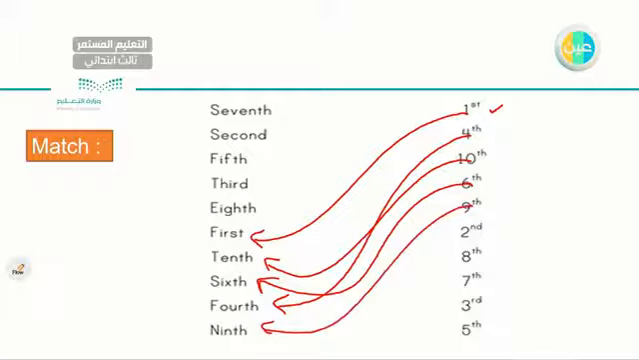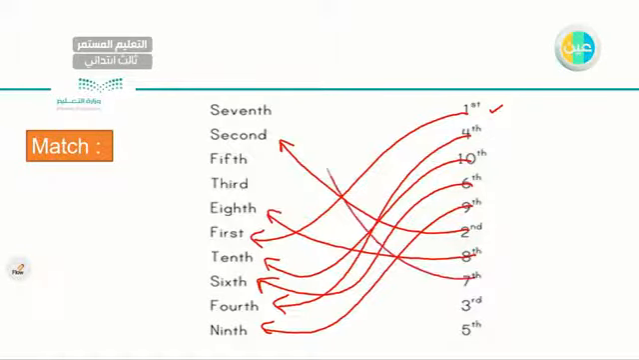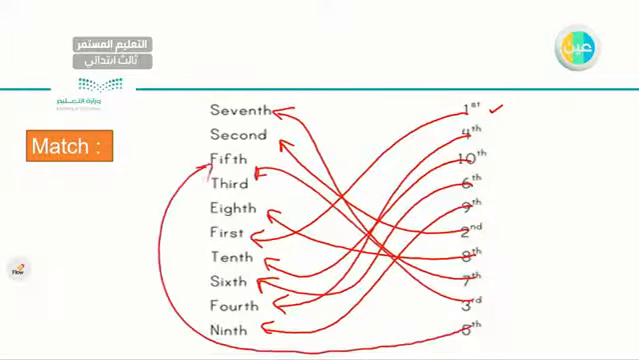Very good. How about the 2nd? Very good. How about the 8th? Very good. How about the 7th? How about the 3rd? And this is the 5th. Too many arrows. Okay.